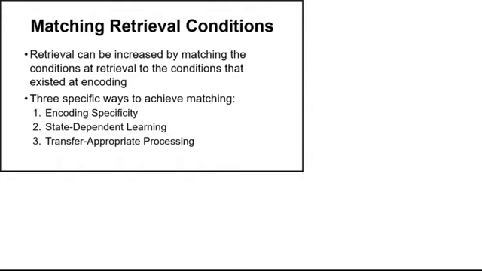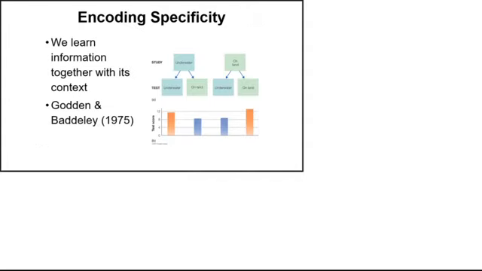And we're going to sort of look at some of these examples. So with our encoding specificity, we're saying that when we learn information, we don't just learn the information on its own. We also learn information about the context in which it's learned. So which classroom were you in? Where were you when you learned this information?